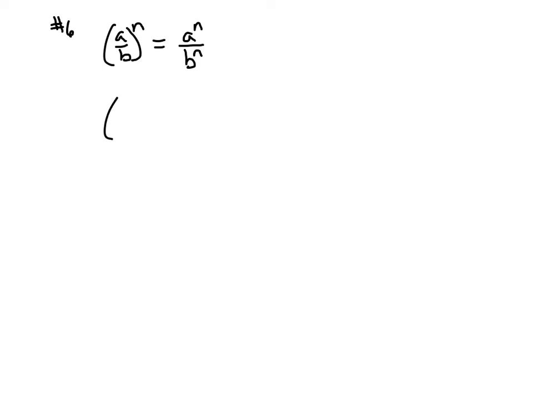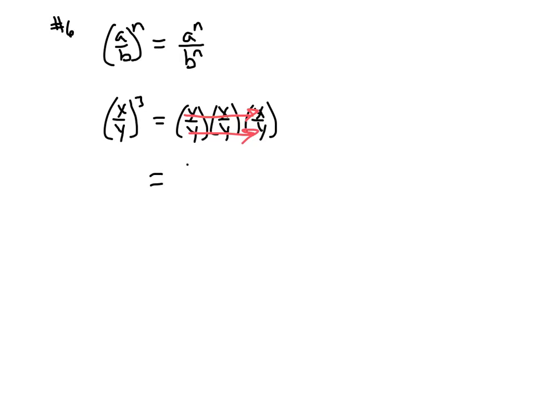Well, let's take a look at x divided by y to the third power. By the definition of exponents, this is x over y times x over y times x over y. Well, how do I multiply fractions? Straight across the top, straight across the bottom as well. That's how I multiply a fraction. So I end up with x to the third power over y to the third power.